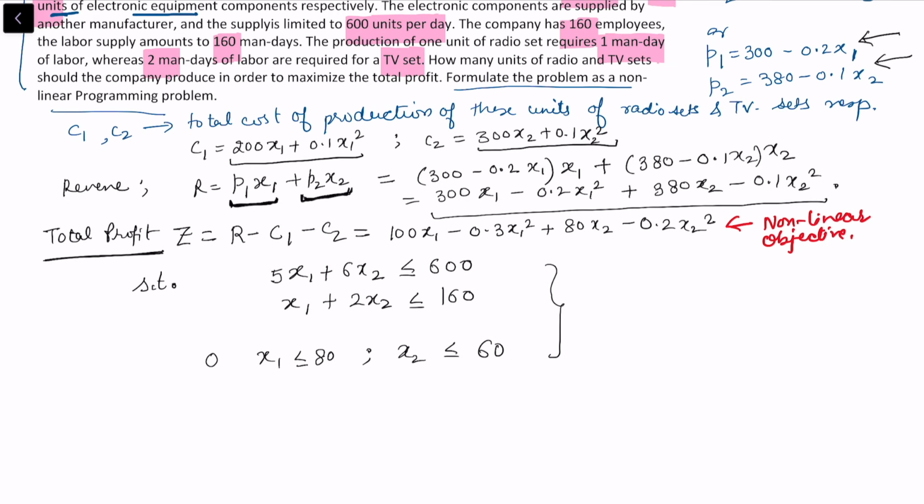And we can also say that x1 and x2 are greater than or equal to 0 because one is the manufactured radio and the other is the manufactured TV set, so they cannot be negative. So this is a non-linear programming problem formulation. We can see from this example that if either the objective function or a constraint comes out as non-linear, we cannot apply the techniques that we have applied for the linear programming problem, but we have to look for non-linear programming methods to solve these. I'll explain the methods one by one in my upcoming videos.